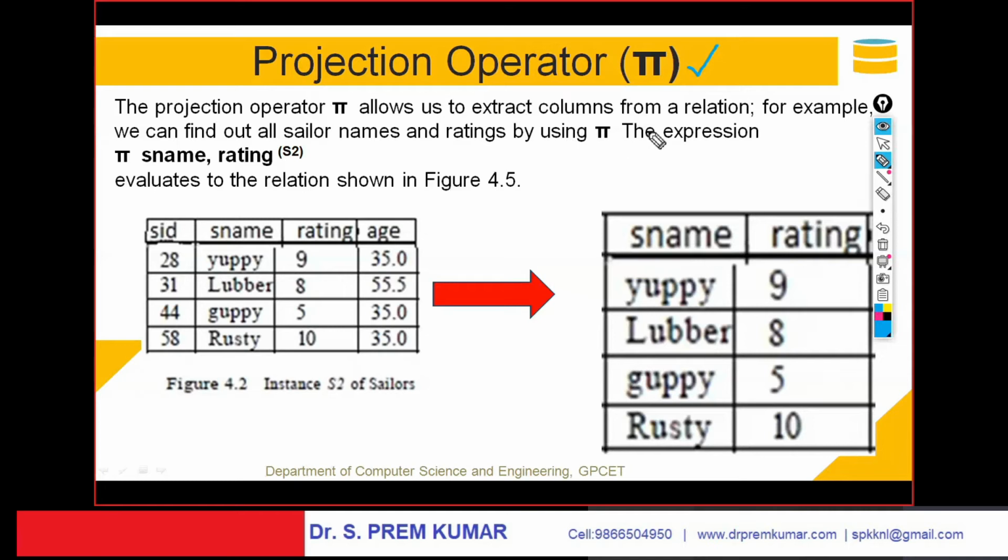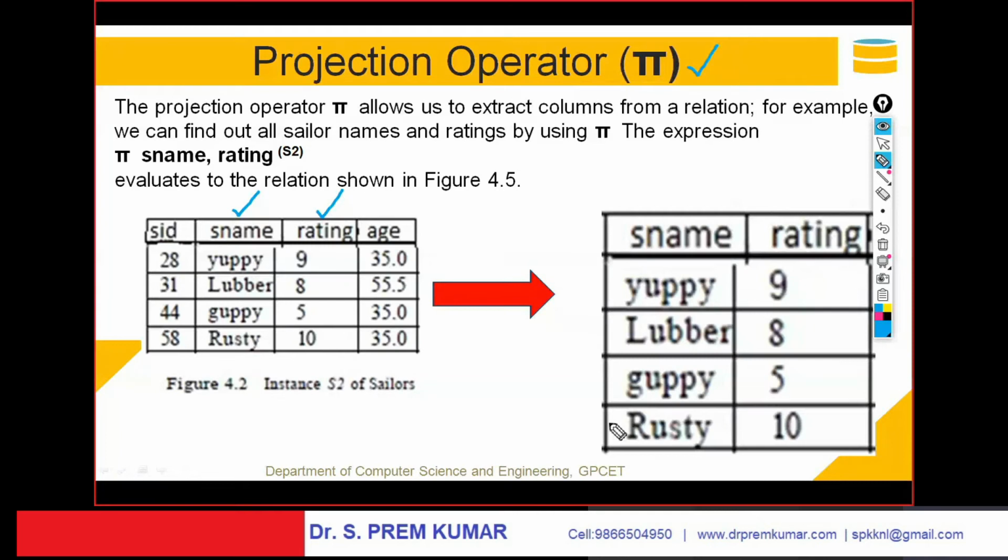In relational algebra, for the projection operation we use the pi symbol. You observe here, project S name, rating from S2. From S2, I want only names and ratings. I don't want SID or age. Vertically you are getting only S names and ratings, not age and SID. So you got UP 9, Lubber 8, Guppy 5 and Rusty 10.